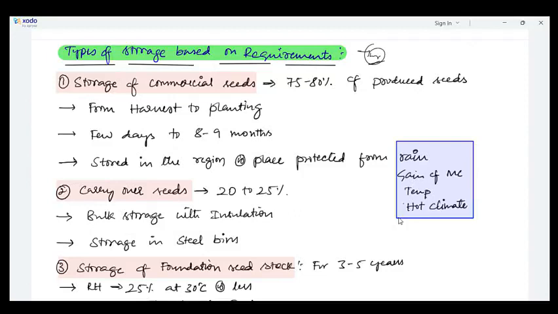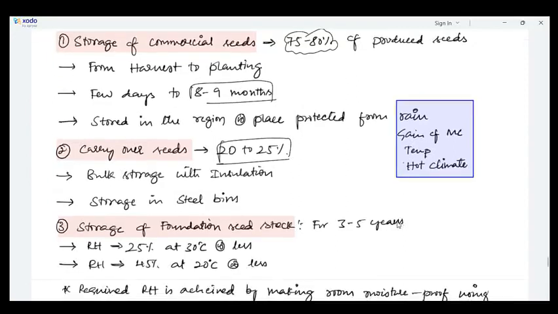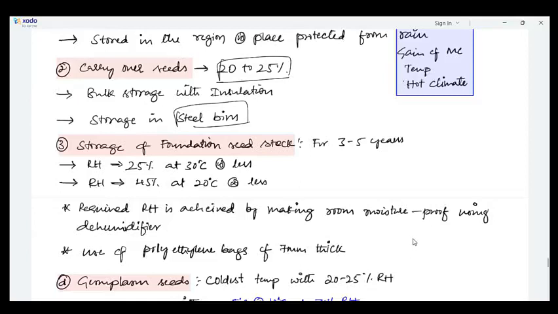Storage of commercial seeds, how they are stored. These are from harvest to planting the next year, and 70 to 80% of the produced seeds will undergo commercial storage, for 8 to 9 months. Next, we have the carryover seed. There will be 20 to 25% left over after sowing, and this will generally be stored in steel bins. Next, the foundation seed stock, which is stored for 3 to 5 years. The RH for this storage should be 25% at 30 degrees Celsius or less, or 45% at 20 degrees Celsius.